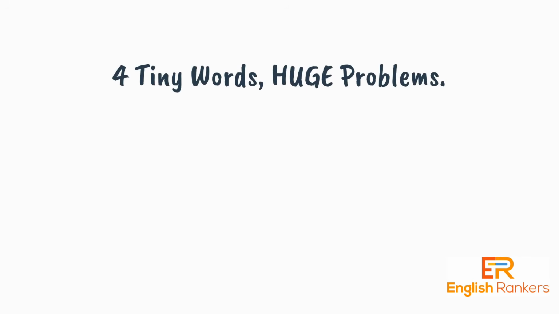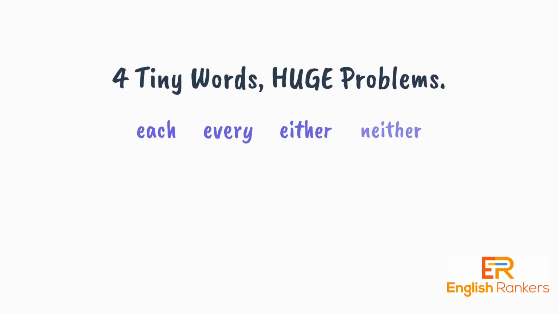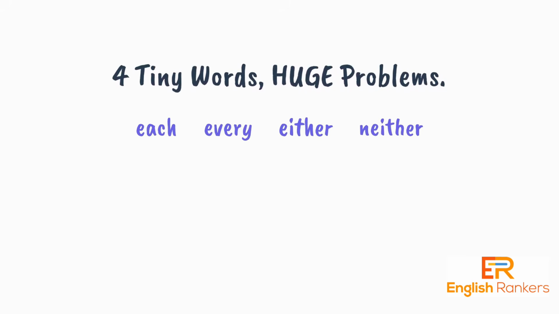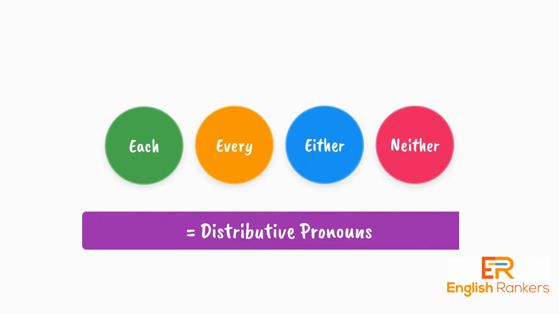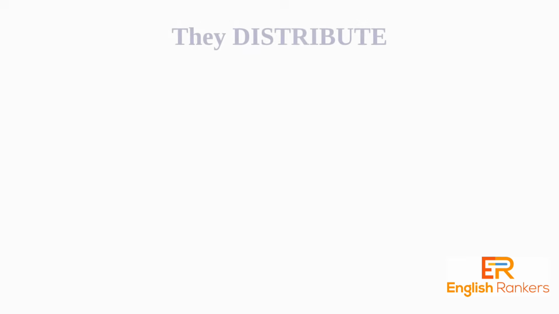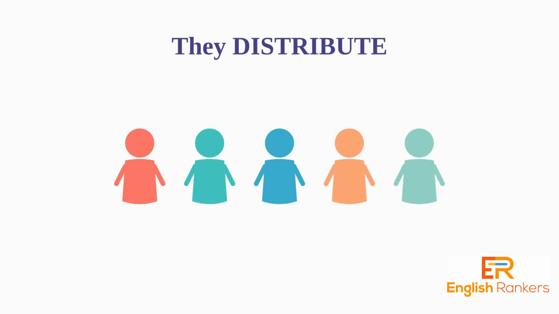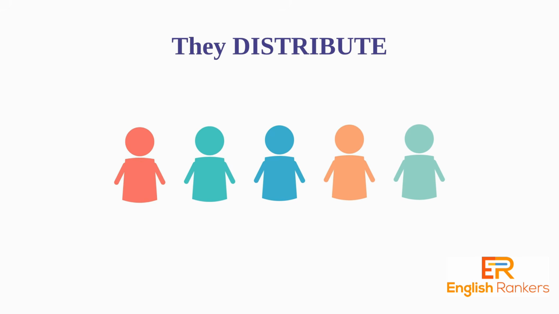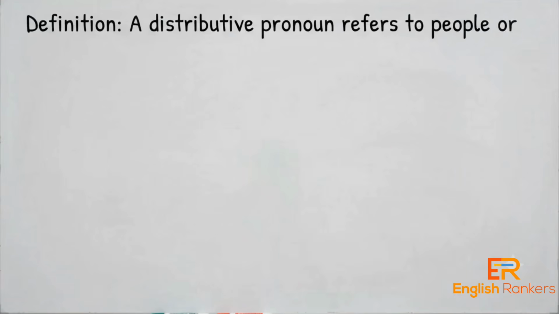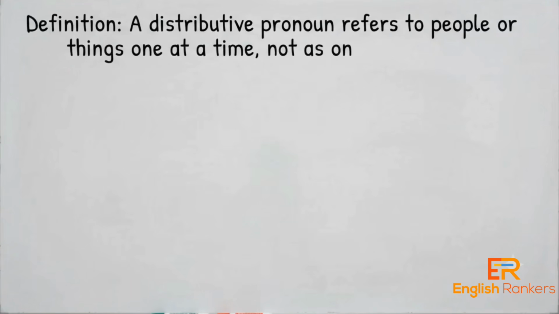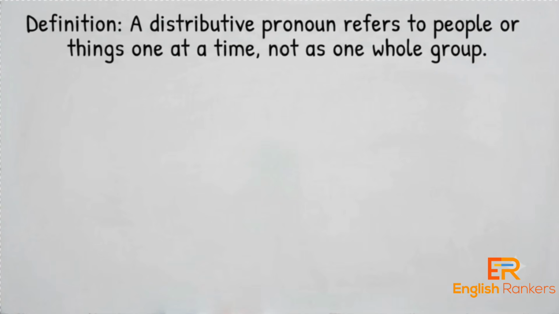Today, we are talking about 4 tiny words that cause huge problems. Each, every, either, and neither. These are called distributive pronouns. And the name actually tells you what they do. They distribute. Imagine you have a group of 5 students. Definition: a distributive pronoun refers to people or things one at a time, not as one whole group. Distributive pronouns are used when we want to talk about people or things separately, one by one.